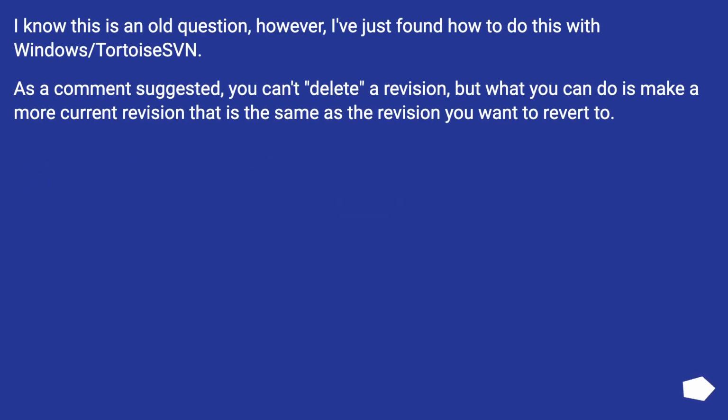I know this is an old question, however, I've just found how to do this with Windows/TortoiseSVN. As a comment suggested, you can't delete a revision, but what you can do is make a more current revision that is the same as the revision you want to revert to.